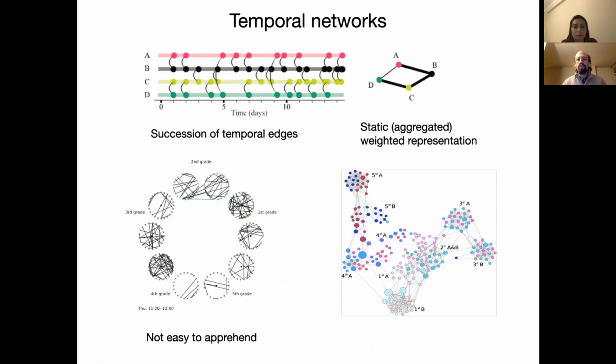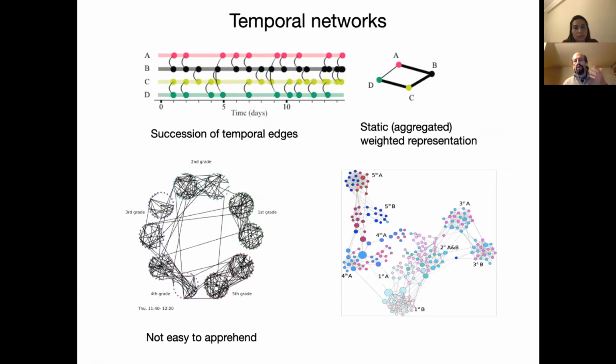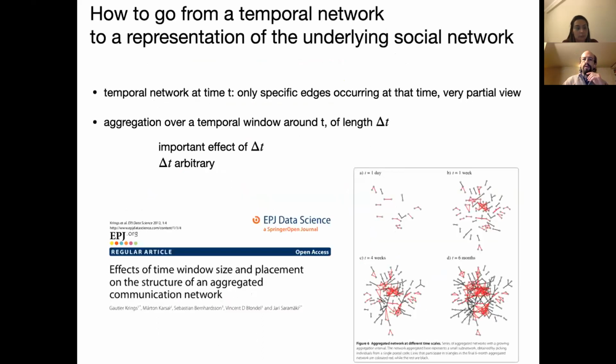But if we want to apprehend the whole complexity of the temporality, it's usually not very easy to represent and to apprehend what it means. In particular, if we just look at the temporal network at a specific time, we will see only the edges that occur at that time, so the interactions of that time. So it's a very limited and partial information.